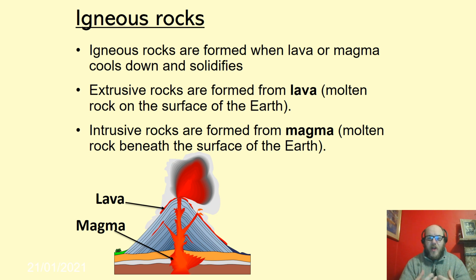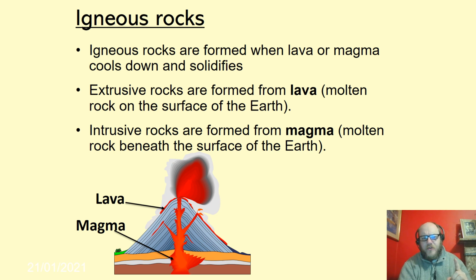Now, when this lava cools down, we end up with a rock, and it's an igneous rock, and this is called an extrusive rock. It's lava that's been thrown out of a volcano or oozed out of a volcano, and it's hardened over a fairly short period of time and formed a rock.